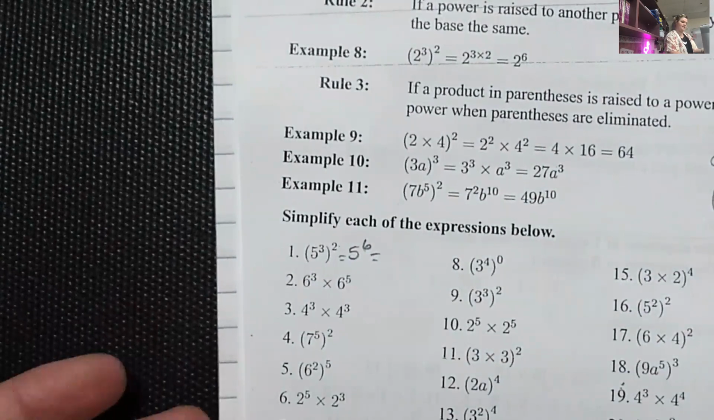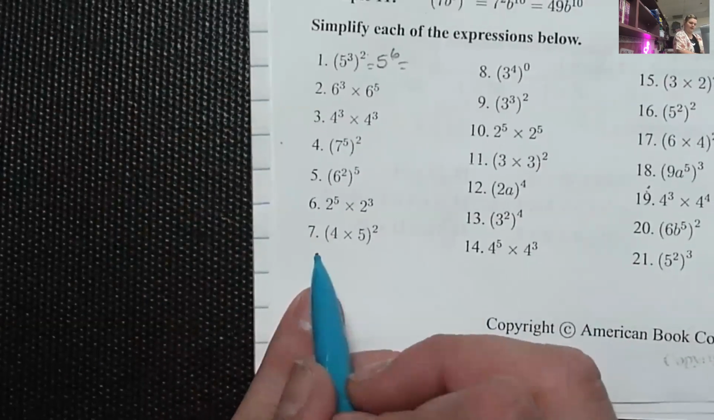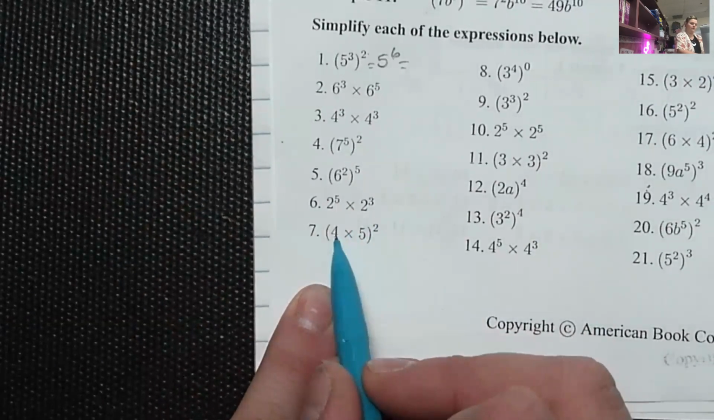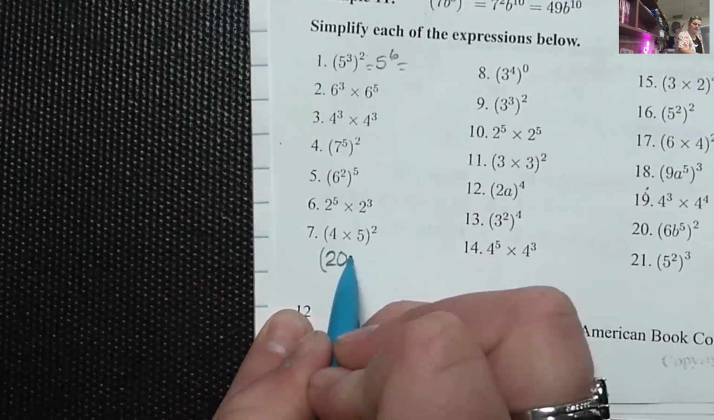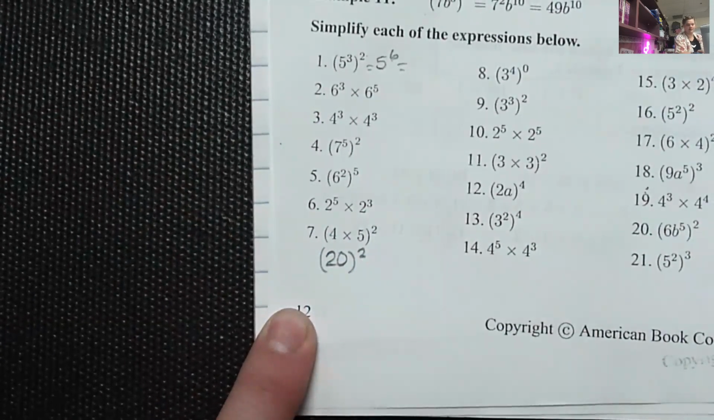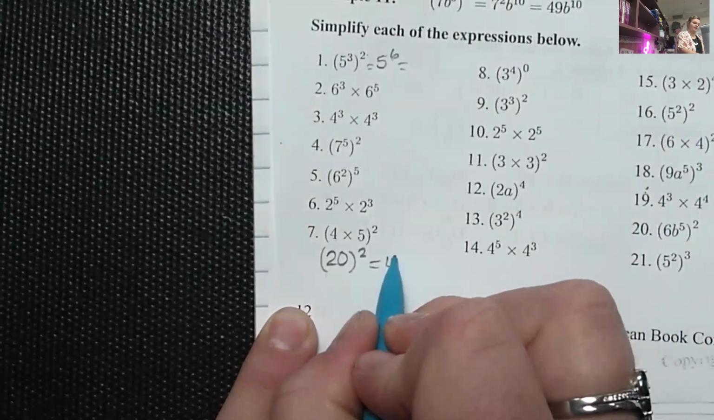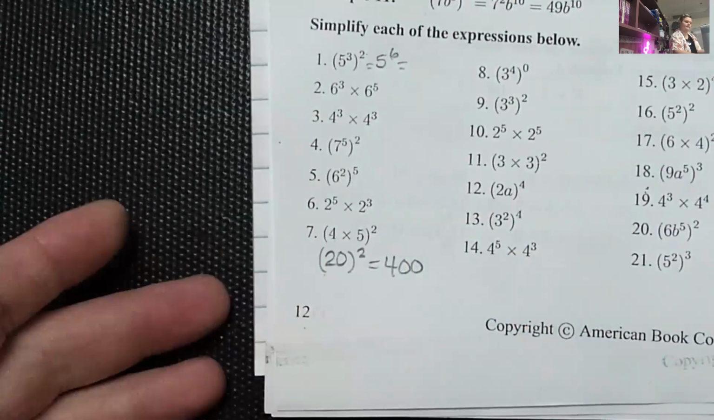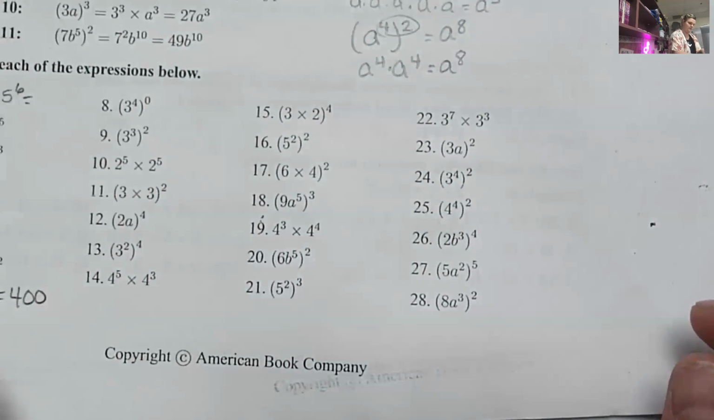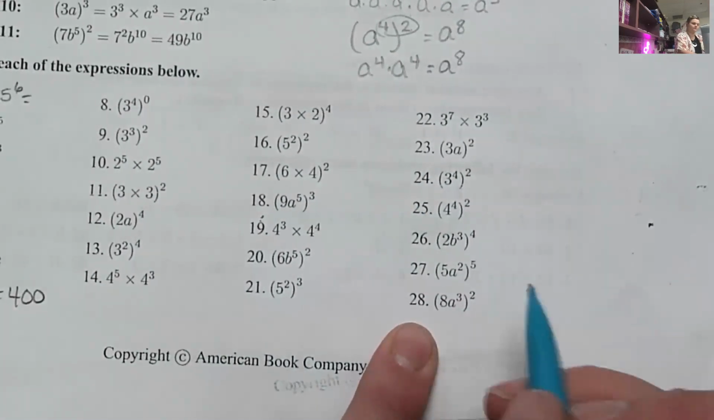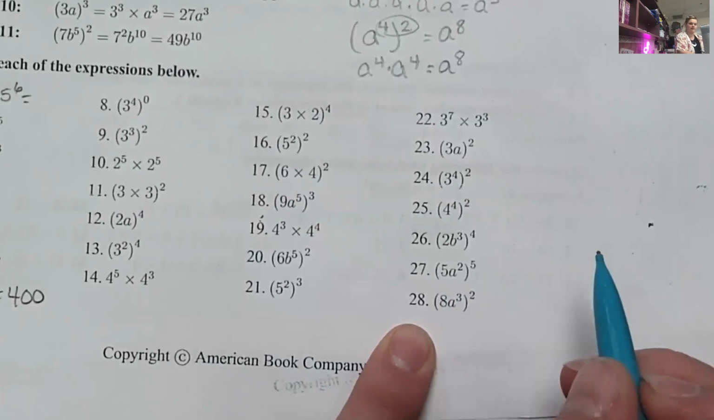Okay, it gets a little more difficult and you're probably like, why is this written funny? Well, 4 times 5, do that first, do the 20, because you always do stuff in parentheses first, order of operations. Then you have 20 squared, so 20 times 20, you're going to get 400.